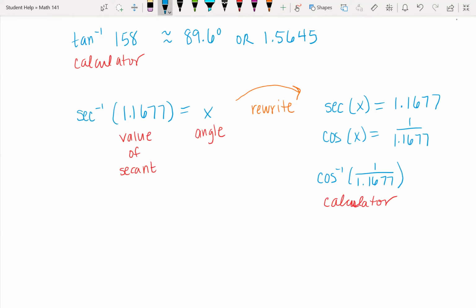And the calculator is going to tell us that in degrees, it is approximately 31.1 degrees, or 0.5426 radians.